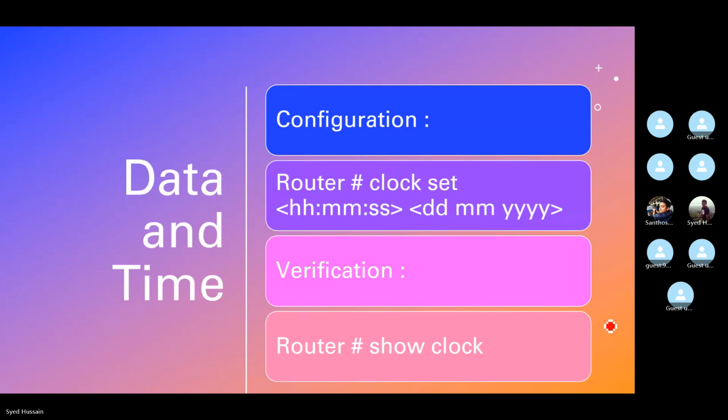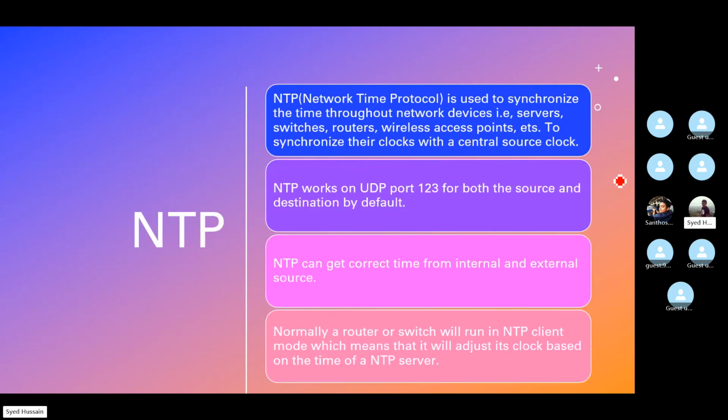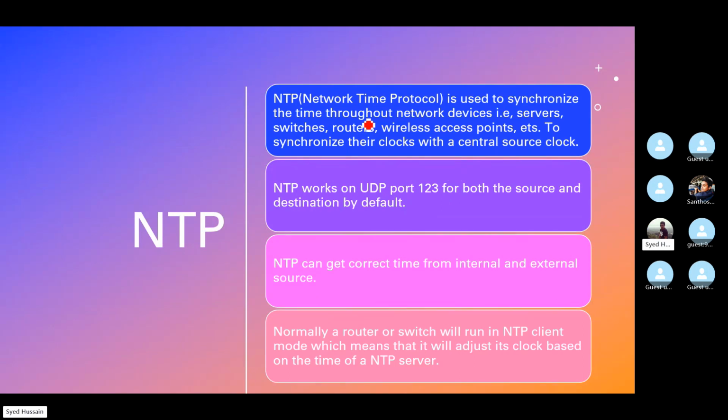Okay, so next, what is actually NTP and how does it work? You can see it with an example. NTP is the Network Time Protocol. It is used to synchronize the time throughout the network devices, not only a single device. For example, if it is configured on a server which is connected with routers, switches, wireless access points, etc., all the devices will have the same time, synchronized with the server.